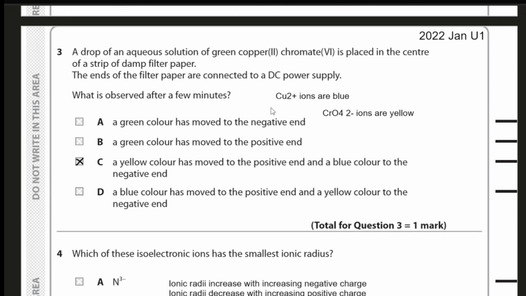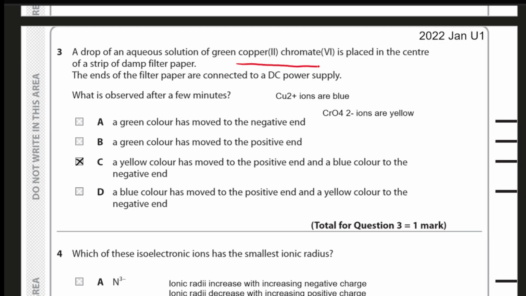Now they say a drop of an aqueous solution of green copper chromate is placed in the center of a strip of damp filter paper. Now, the ends of the filter paper are connected to a DC power supply, they say. Now, what will be observed after a few minutes? Now, you need to understand this.